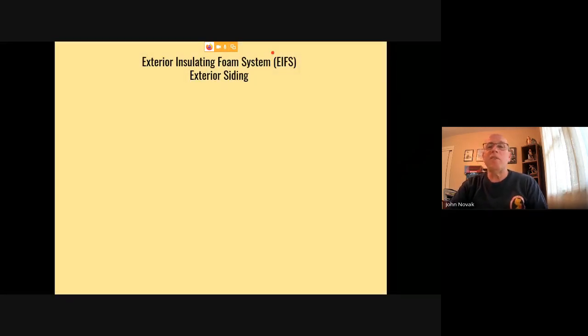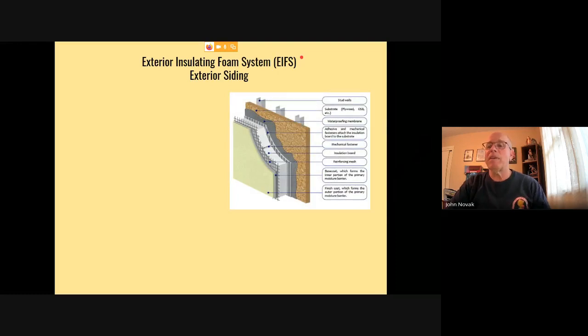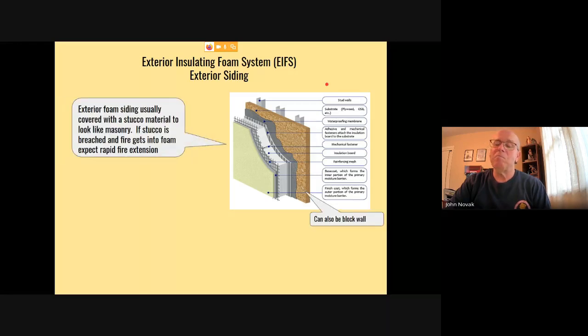Exterior insulating foam. You probably see this more often than not, and you don't really realize it. It could be used on wood frame construction. It could be used on ordinary construction. It's on there to give a better appearance to the building. They put the foam on, and they could put some type of mastic on the outside, to make the building look a lot different than what it actually is.